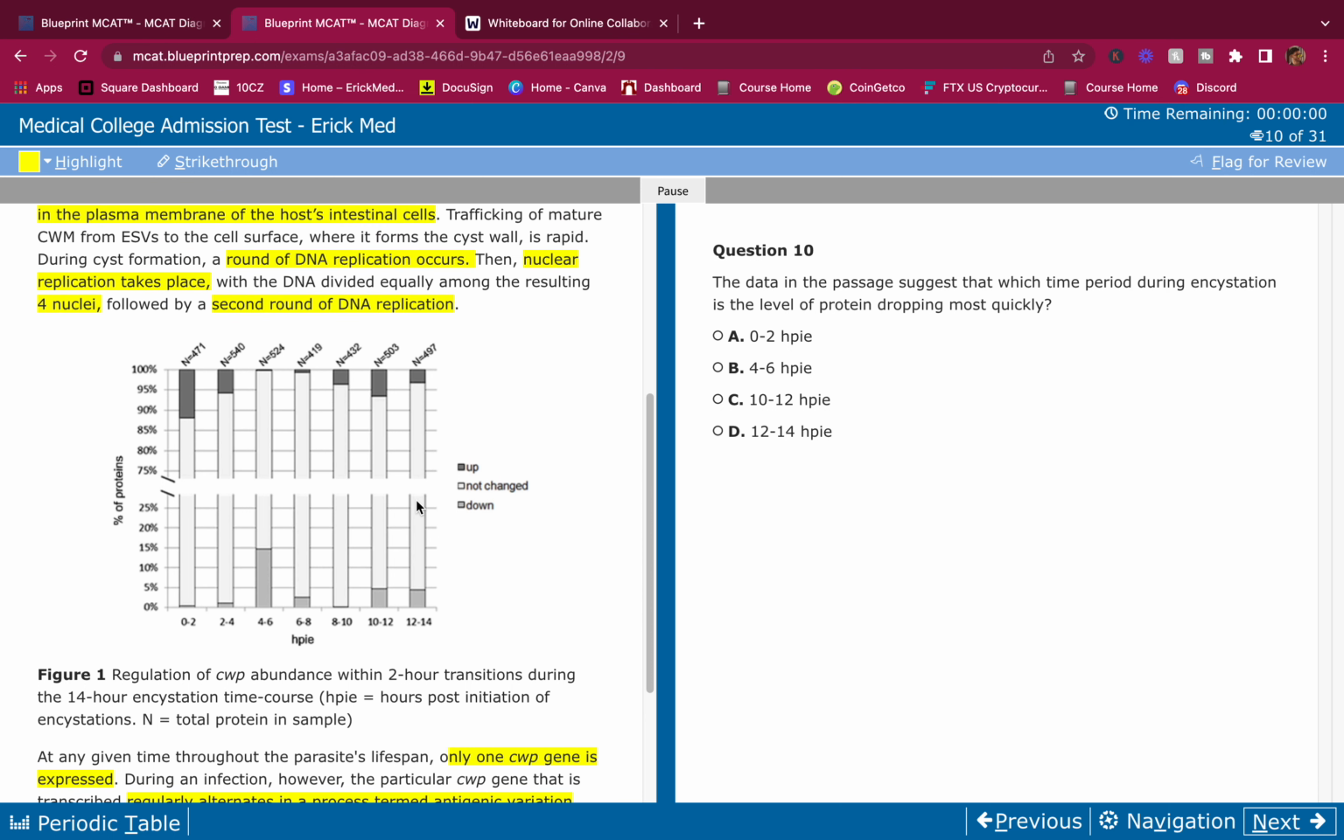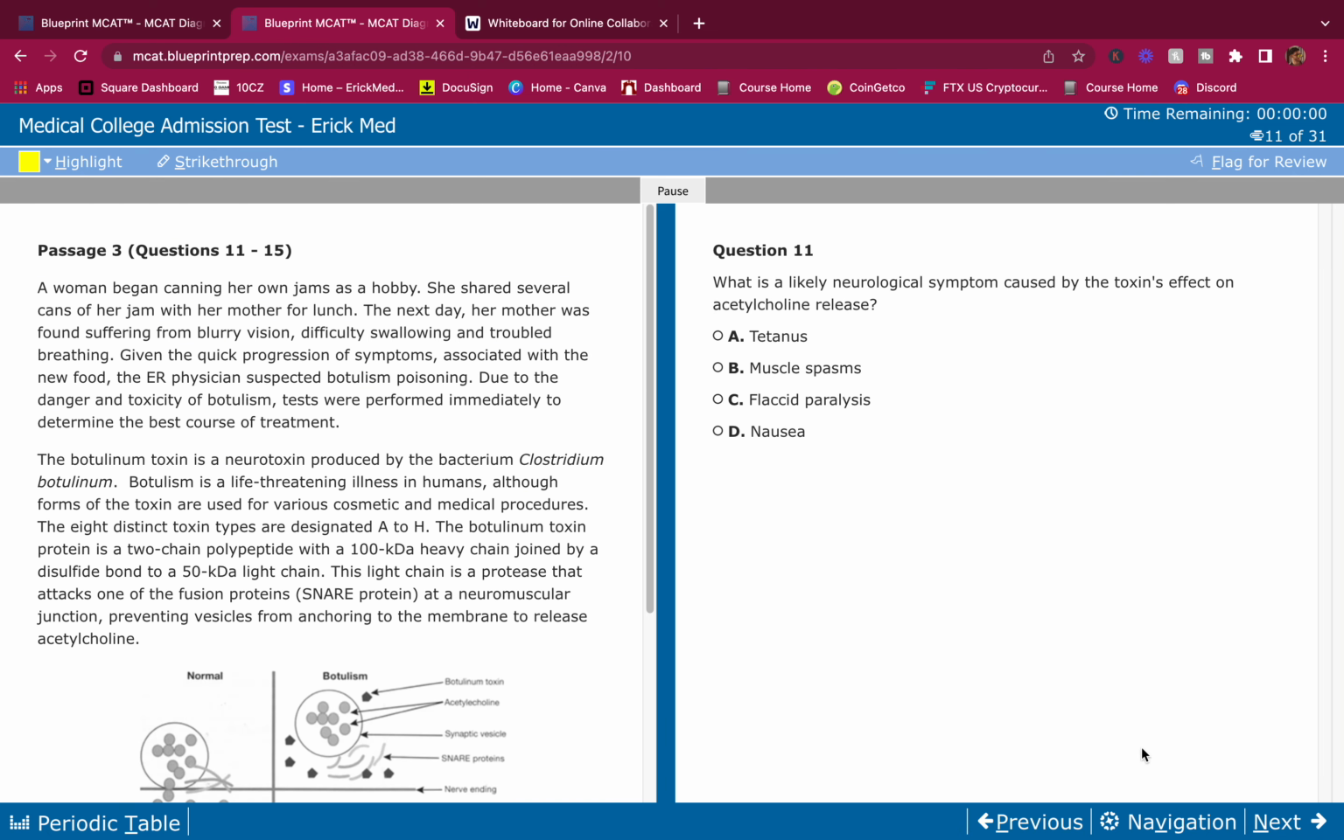Okay, look at the figure. We want something that drops most quickly. This means up, no change, down. Down regulation, up regulation, no change. Down regulation means that the protein level is dropping. And so we look at which one has dark gray here. Okay, this is like 2. This is a whole 15. This is like a 3, 0, 5, 5. This is obviously the biggest drop here. So the answer is 4 to 6. And that's it, guys. And then we'll do this passage next video.